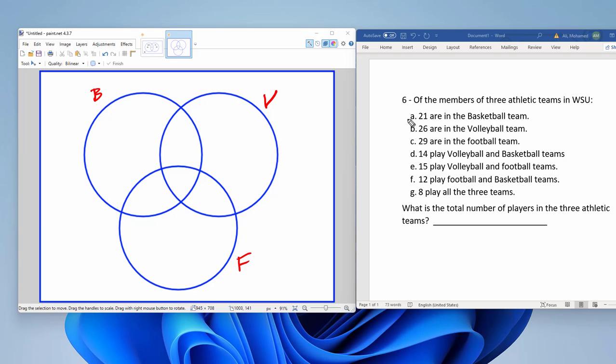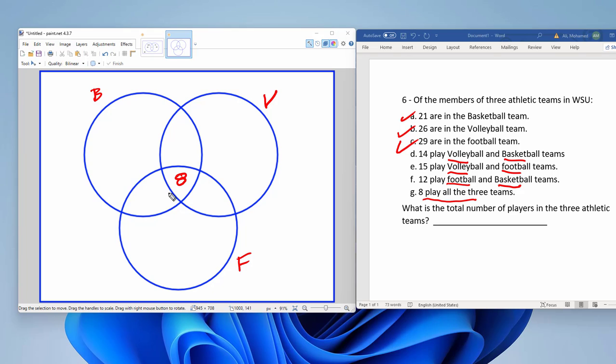There are 21 in the basketball team. It doesn't say only in the basketball team, so remember that. And there are 26 in the volleyball team, 29 in the football team. 14 of these players play in the volleyball and the basketball. 15 are in the volleyball and football, and 12 are in the football and the basketball. And then 8 play in all 3 teams. So this is the intersection of all 3 sets. So here we go, I'm going to put 8 right here.